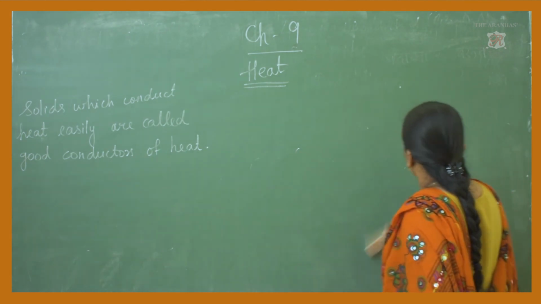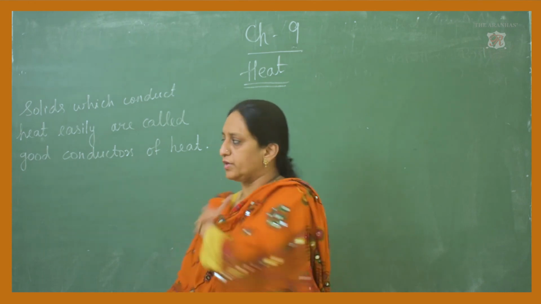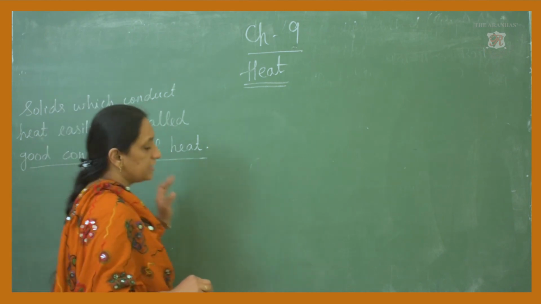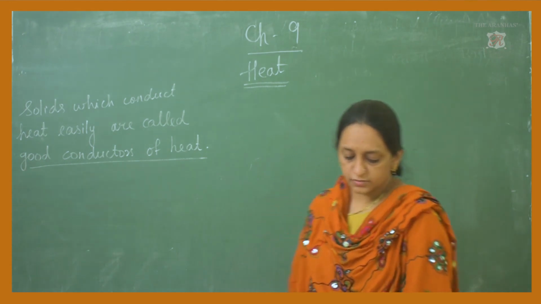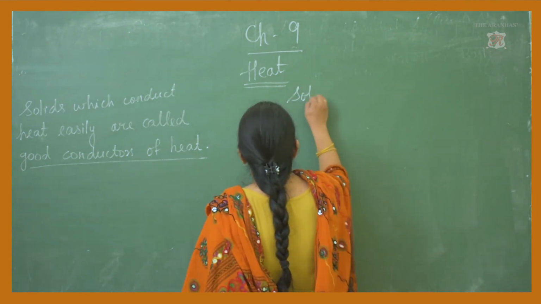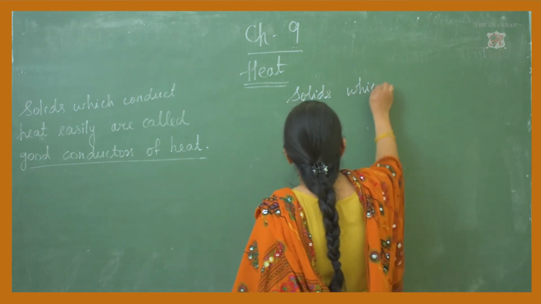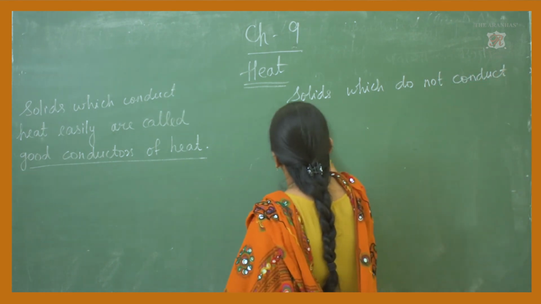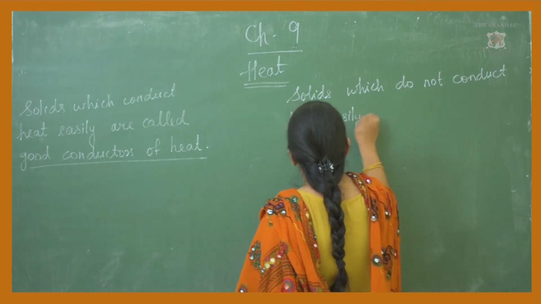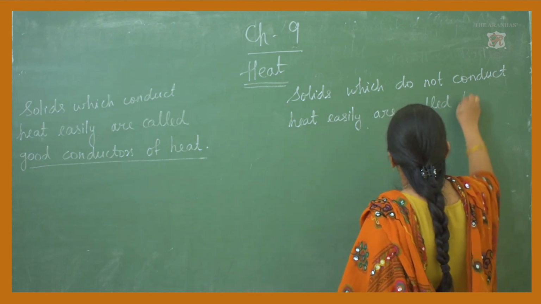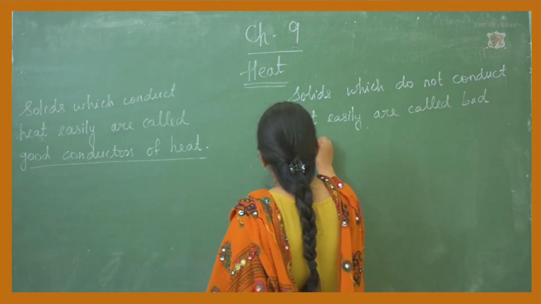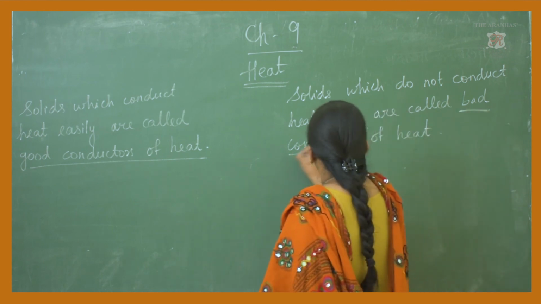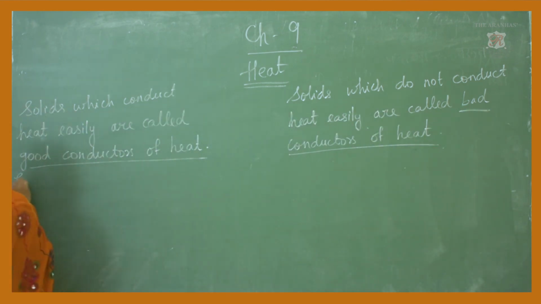Now we just studied modes of transfer of heat. Now we have to study good conductors and bad conductors of heat. Solids which conduct heat easily are called good conductors of heat. Solids which do not conduct heat easily are called bad conductors of heat. Write this definition somewhere and keep good conductors and bad conductors.